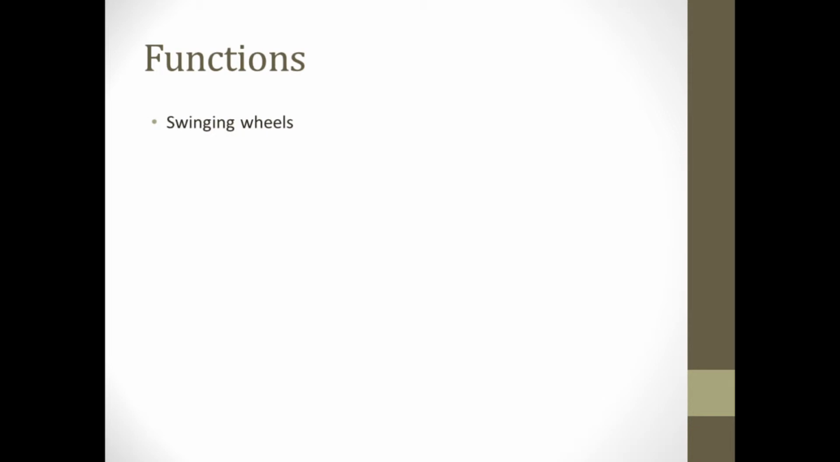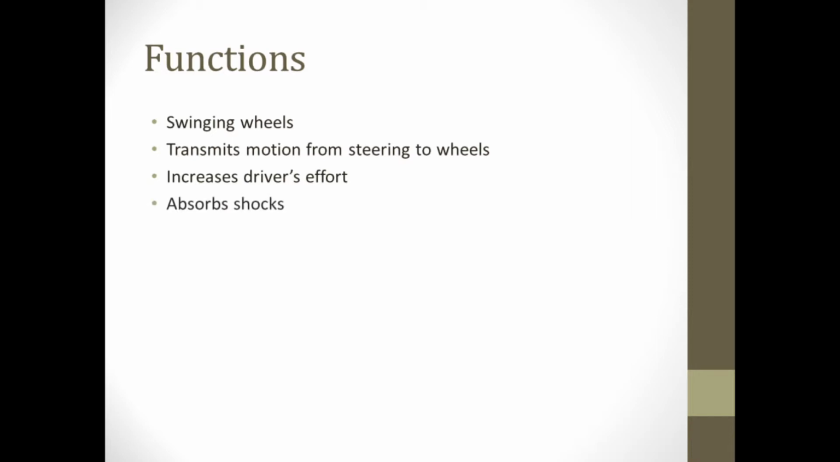It helps in swinging the wheels to the left or right. Then, it converts the rotary movement of the steering wheel into an angular turn of the front wheels. Next, it multiplies the effort of the driver by leverage in order to make it fairly easy to turn the wheels. And at last, it absorbs a major part of the road shocks, thereby preventing them from getting transmitted to the hands of the driver.